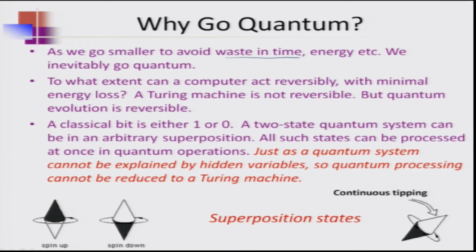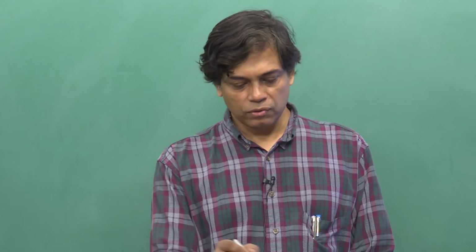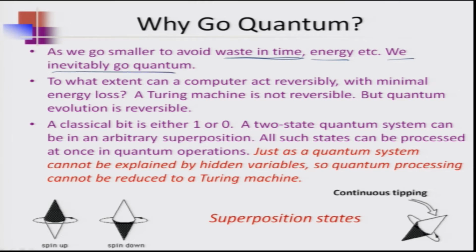One is that as we go smaller, to avoid wastage in time, energy, etc., because as you go smaller, the time taken to travel goes lesser. So, wastage of time is lesser, energy required in dissipation goes down, and so eventually you go to quantum. That is a way of looking at it. The other option is that in order to be energetically most favorable, you want to act reversibly. That comes from thermodynamic principles, that gives minimum energy loss, and the biggest important point is the Turing machine is not reversible, but the quantum evolution is reversible.